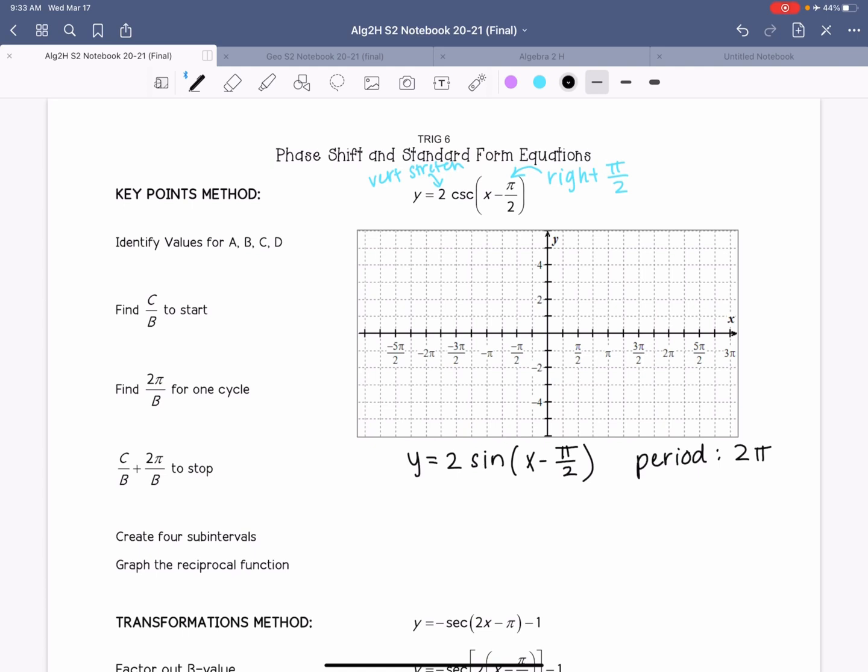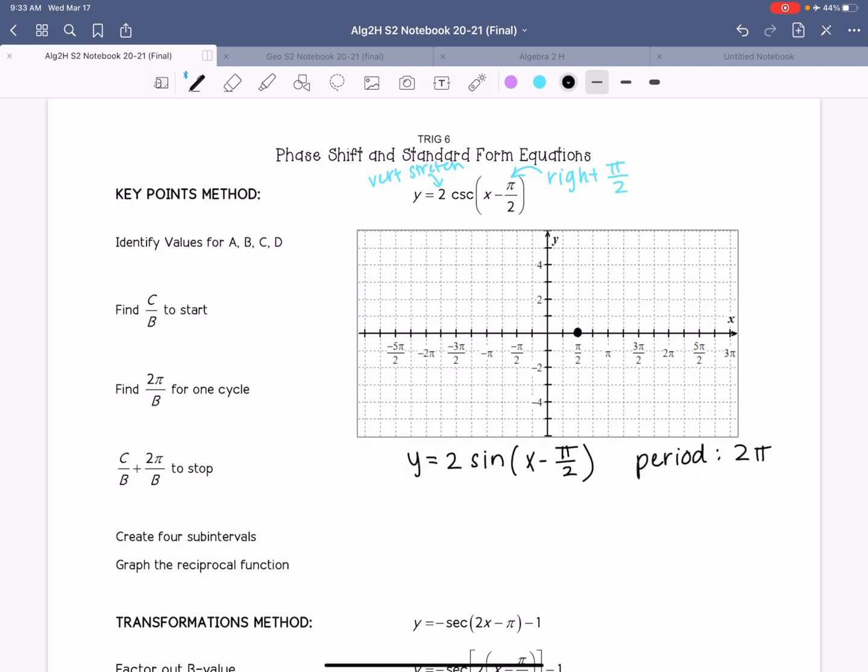All right, so we can easily graph this. So the only difference is normally, so we kind of have to use our imaginations, right? Normally, sine starts at 0, 0, but everything's going to shift right pi over 2. So this right here is my new starting point.